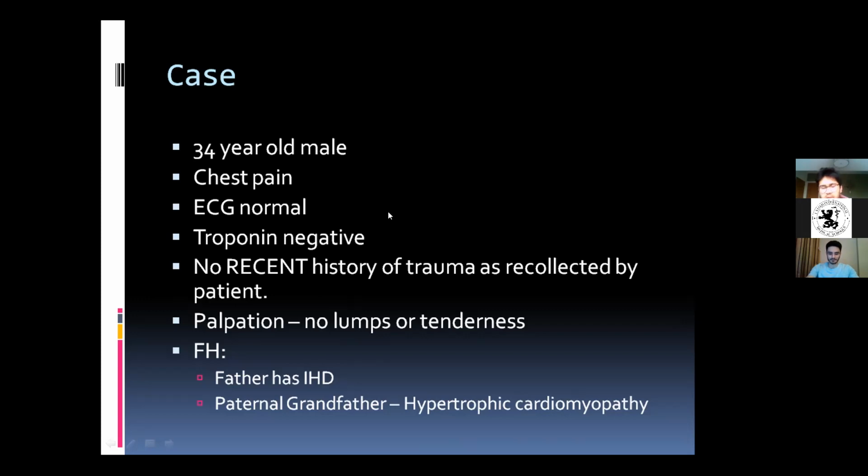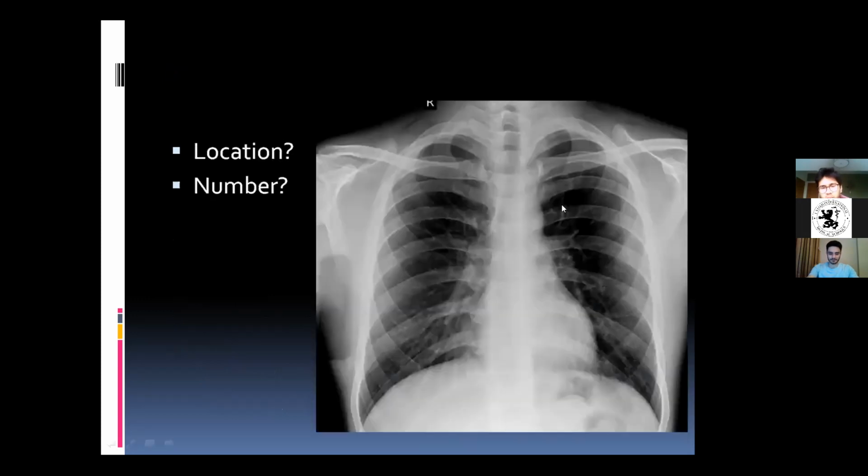That's all you get. And because of the chest pain, we've done a chest X-ray like this, and it's showing this. Remember, he's only 34 years old. What can you see over here? Can you see anything over here? Go through each pair of ribs individually, starting from number 1.